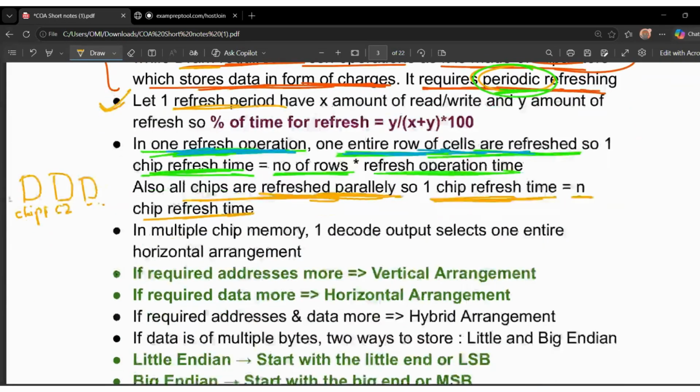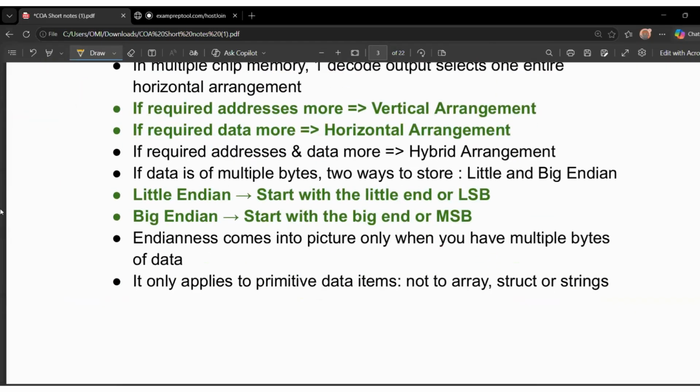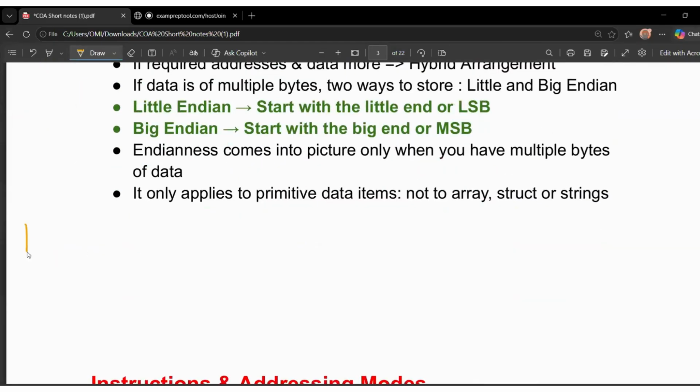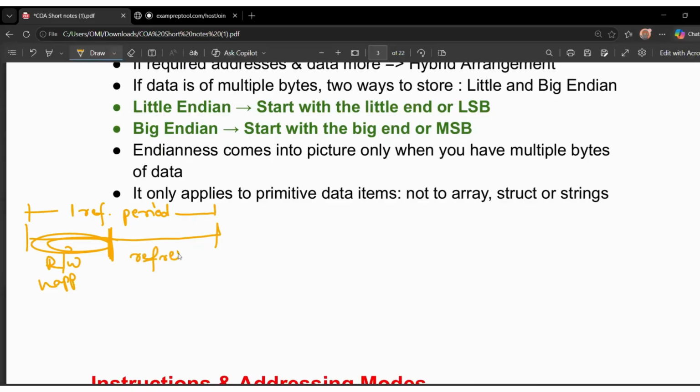And then we have seen this formula for one refresh period. If this is your one refresh period, then for some unit of time it is divided into two portions: read can happen or refresh can happen. If refresh happens, that is the one refresh period.